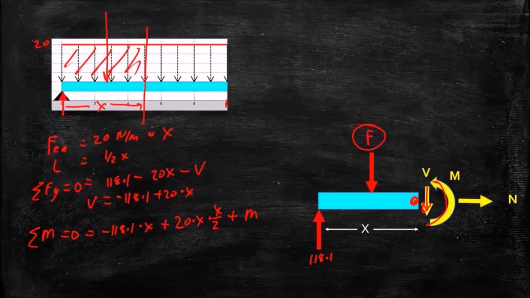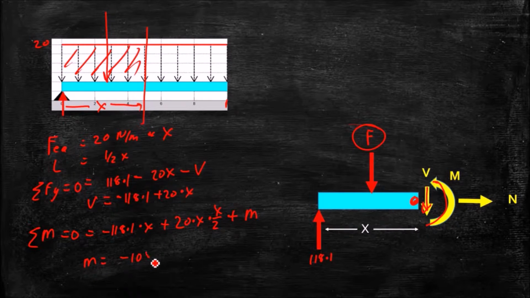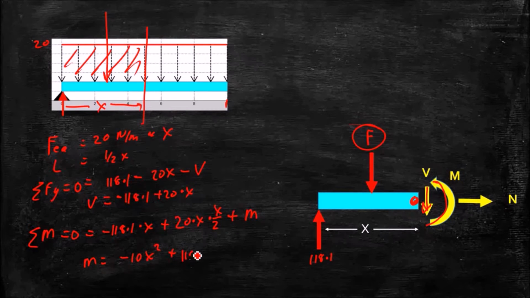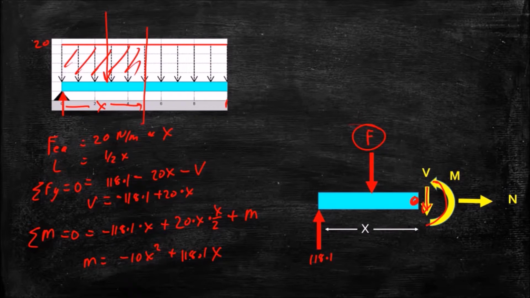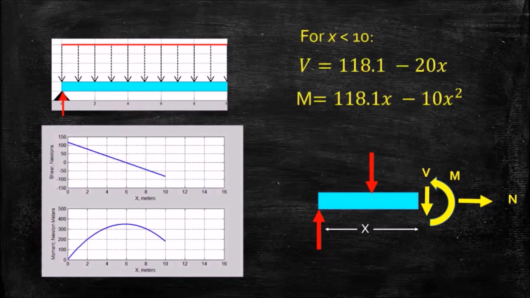And if I juggle the numbers here, I come up with my moment equals minus 10x squared plus 118.1 times x. I have equations for my shear and my moment as a function of the distance from the left edge, x, and I can plot those. I did it using MATLAB, and the equations you see up on the upper right. A couple things to note here.